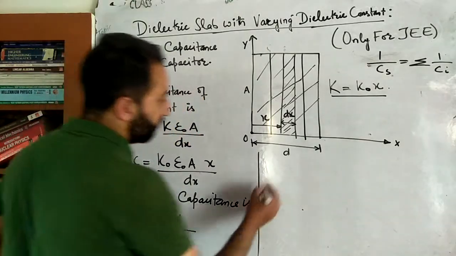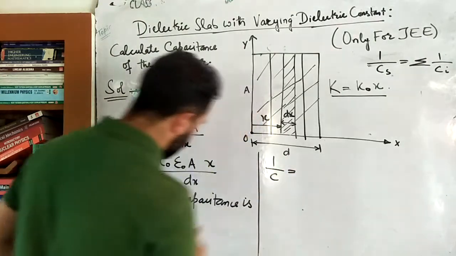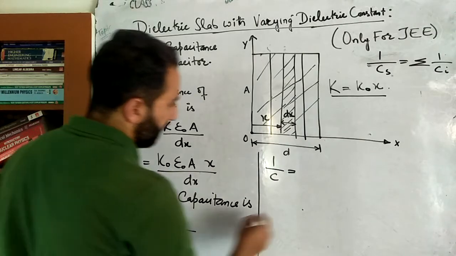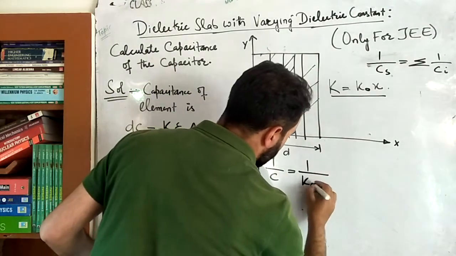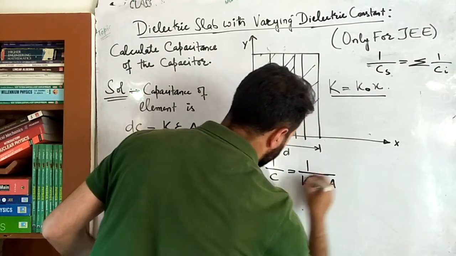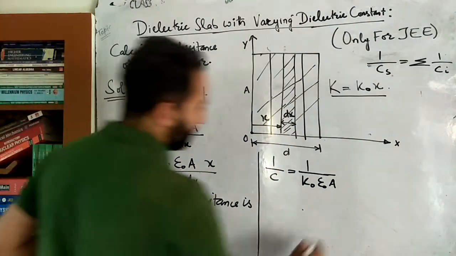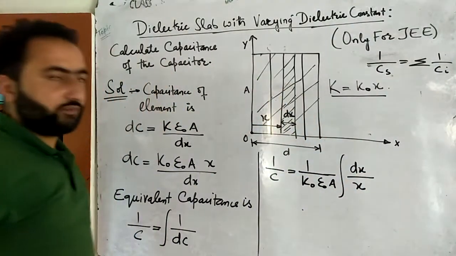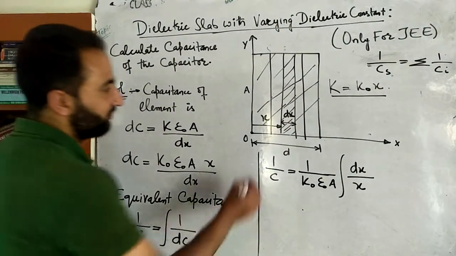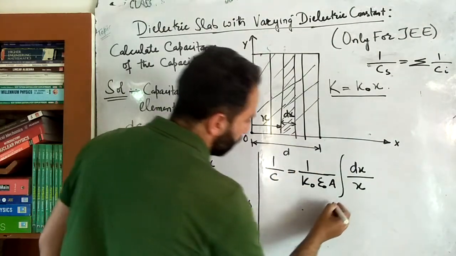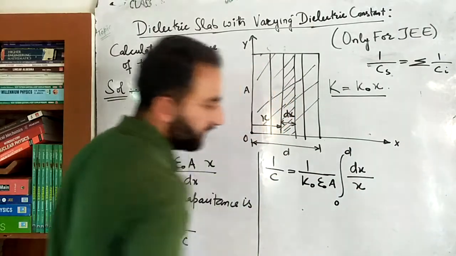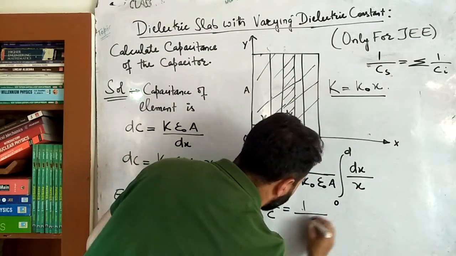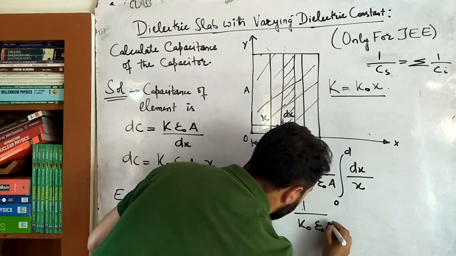Now pay attention, beta. Here 1 divided by C is equal to the integration of the reciprocal of this. The reciprocal will be 1 divided by K naught epsilon naught multiplied by A. All these are constants. Now the integration of the reciprocal, so the integration of dx divided by x. And what about the limits of x? The limits of x will go from 0 to d. Now it will be like this: 1 divided by C is equal to 1 divided by K naught epsilon naught multiplied by A.